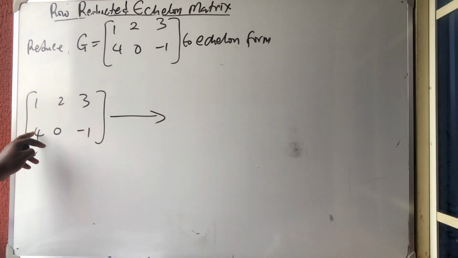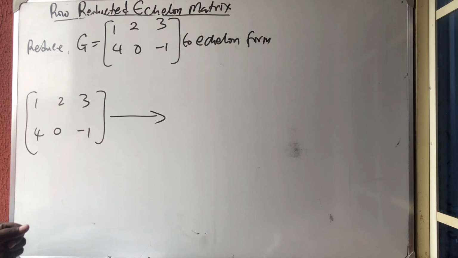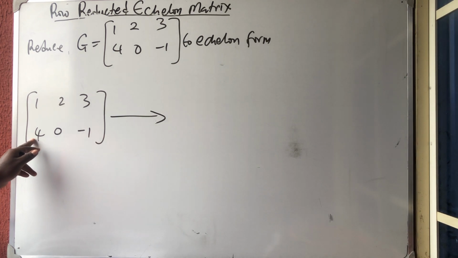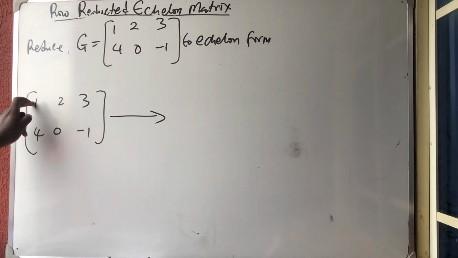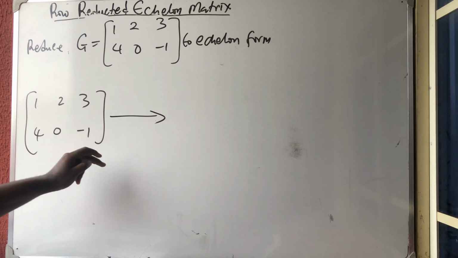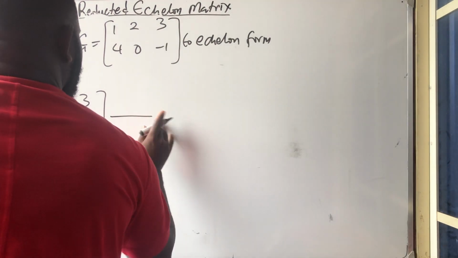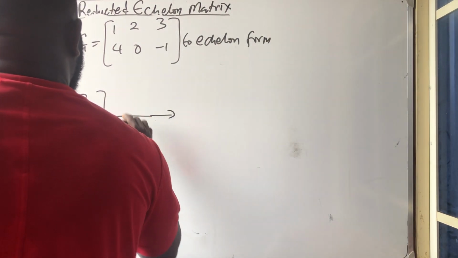Either we say we should divide everybody by 4. Okay, we can say let us divide everybody by 4. If you divide everybody by 4, you're having 1, not 0. So let's say multiply here by minus 4 and add it here. Okay.